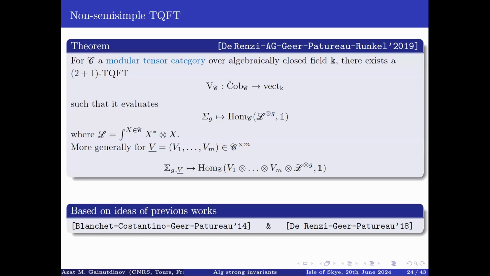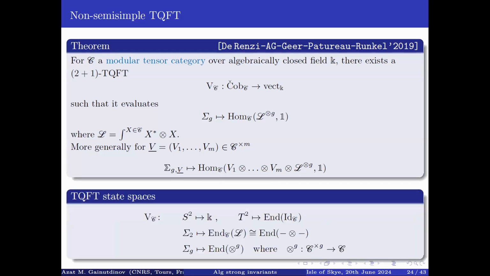So what we provide is this: if you give me any modular tensor category over an algebraically closed field, I can construct for you a symmetric monoidal functor from this cobordism category I have defined to finite-dimensional vector spaces, such that it evaluates every surface of genus g to the vector space Hom in my category from 1 to L tensor power g. More generally, if I have punctures and the punctures are colored, it will become the space of morphisms from the tensor product of colors, tensor L^g, tensor 1.